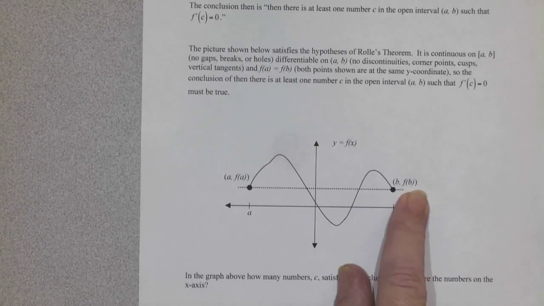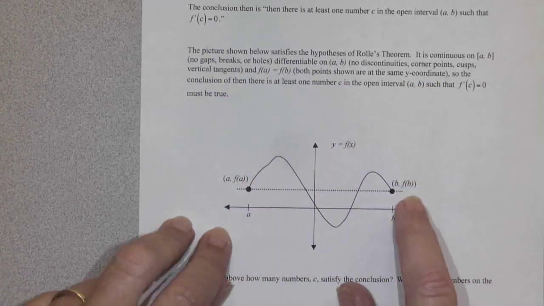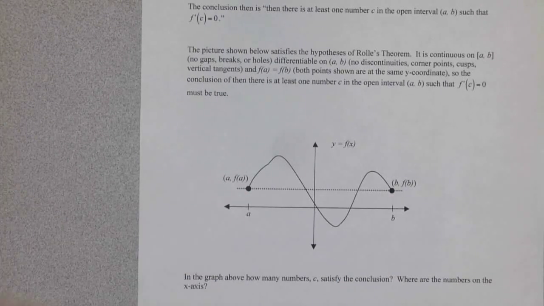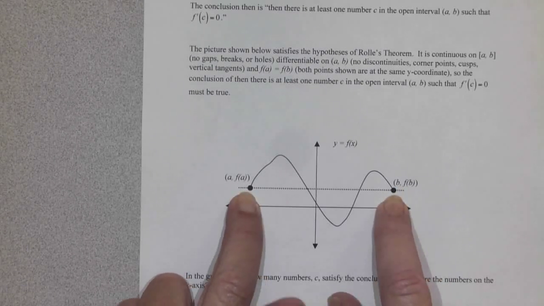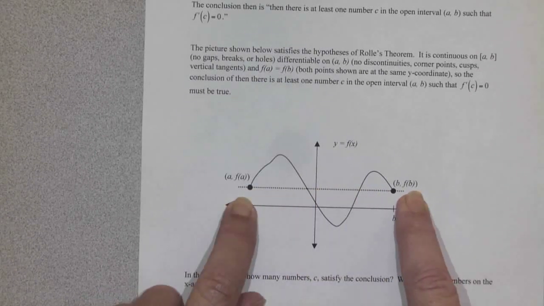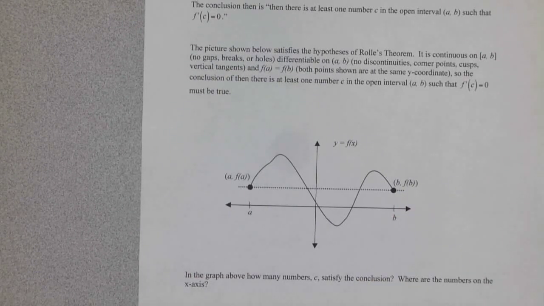So we have the differentiability on (a, b), and f of a equals f of b, meaning the y coordinates are the same. Remember, y coordinates come from plugging into the function. So my y coordinate here would be f of a, my y coordinate over here would be f of b. And when we say f of a equals f of b, that means those y coordinates are the same. So that's why I can draw a horizontal line through those two points. Then the conclusion says that there's at least one number c, and there could be more than one, in the open interval (a, b) such that f prime of c equals 0 must be true.